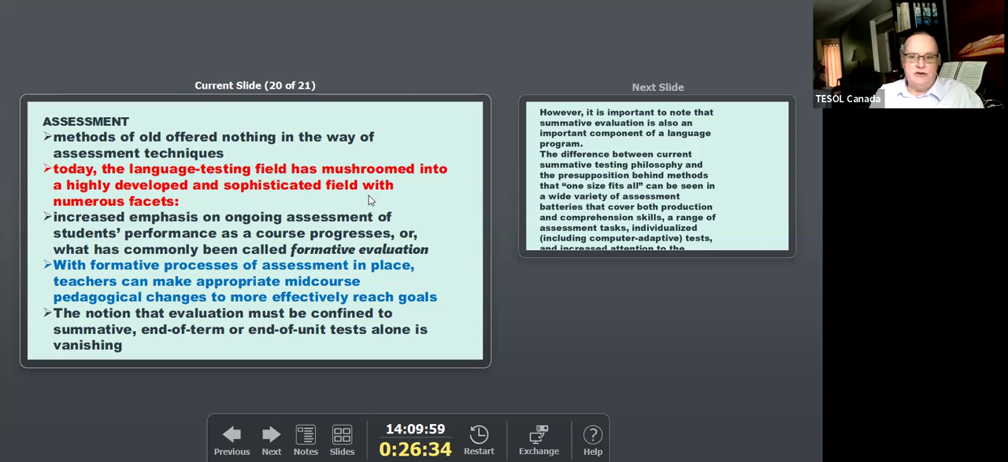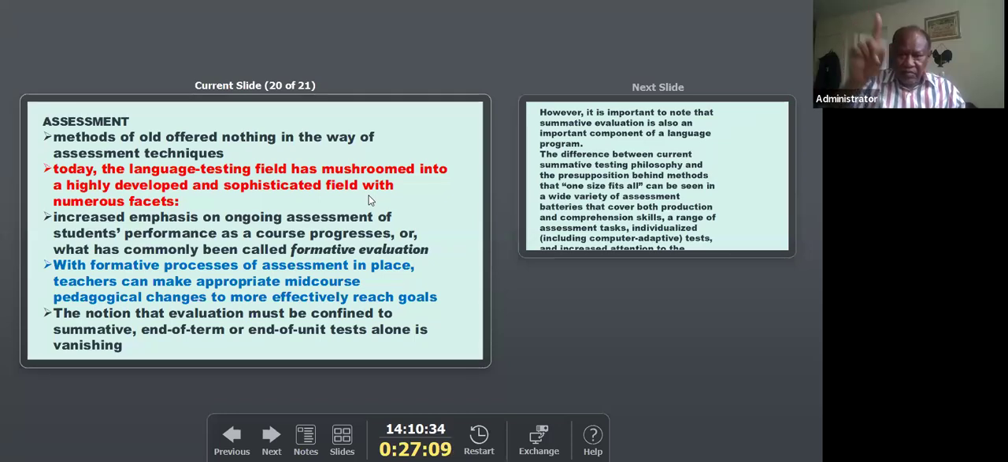Formative evaluation is during the process of the learning experience. With formative processes of assessment in place, teachers can make appropriate mid-course pedagogical changes to more effectively reach the goals of their lesson plan. The notion that evaluation must be confined to summative end of term or end of unit tests alone is vanishing. That's true.